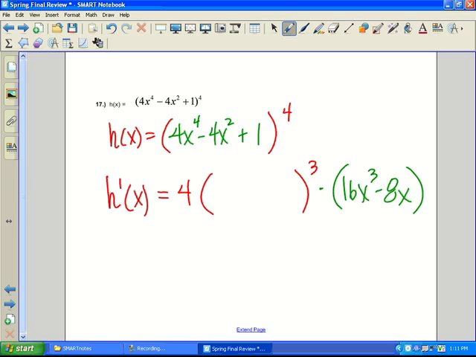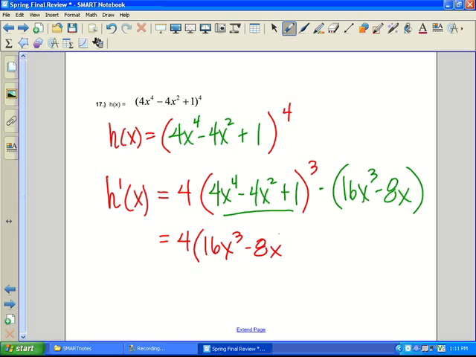And then the only other piece is this inside part here. In this space, you actually just leave the exact same expression you had there before. So this would still be 4x to the fourth minus 4x squared plus 1. That part doesn't change at all. And then we've just got the task of reorganizing this whole thing. You could write it as 4 times 16x cubed minus 8x, and then that whole thing times 4x to the fourth minus 4x squared plus 1 cubed.